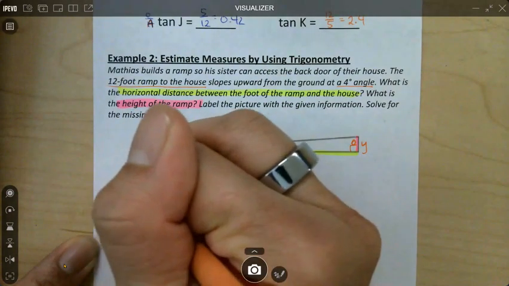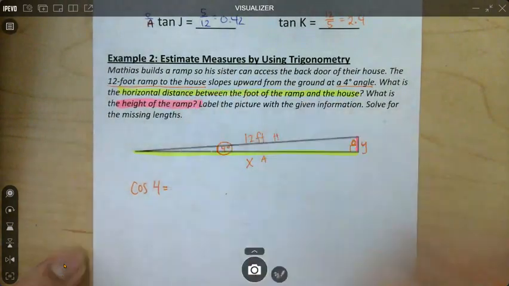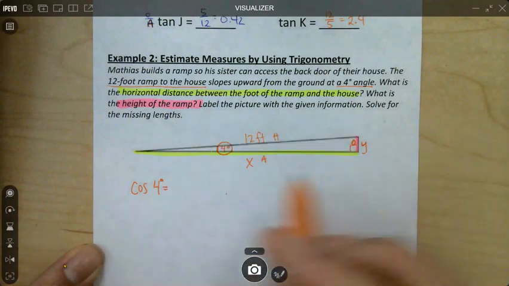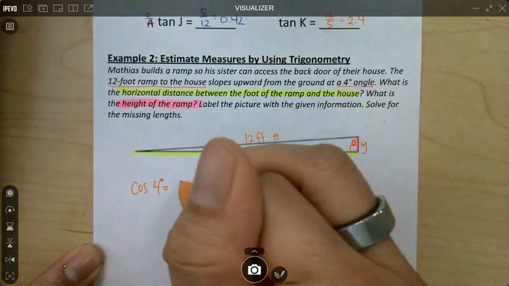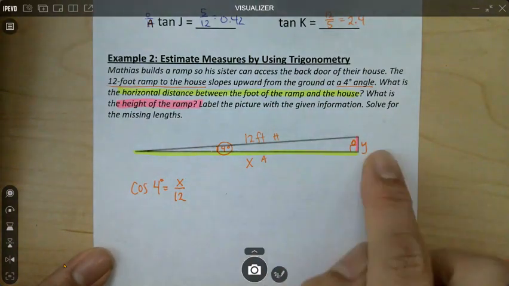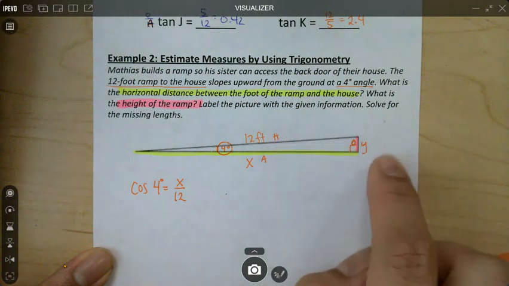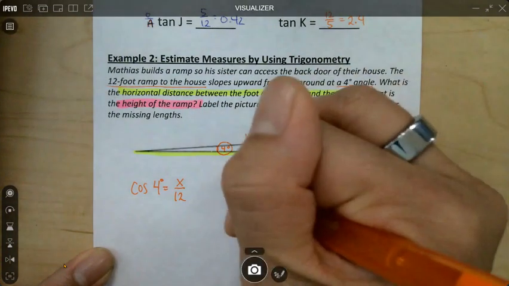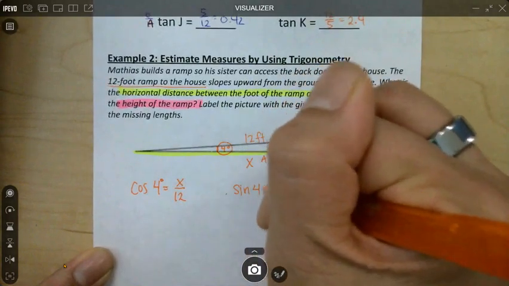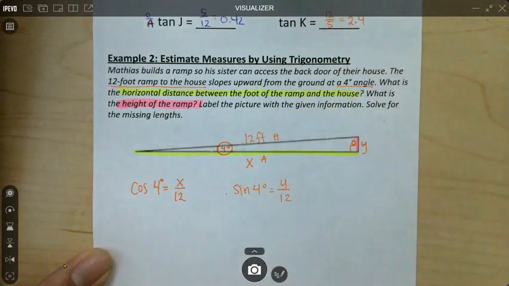So it's going to be cosine, then we're going to put the angle measurement, and then it's going to be the adjacent side over the hypotenuse. So it's going to be x over 12. Okay, let's just see what we would do to solve for y. Well, y is my opposite side, and I have my hypotenuse. So that's O and H. We would use sine to solve for that one. So sine of 4 degrees is equal to y over 12.